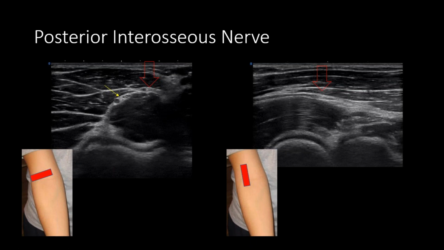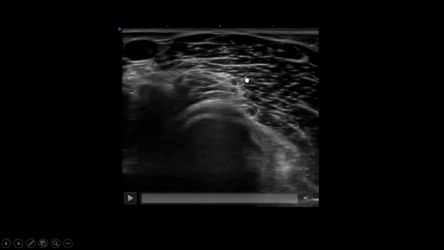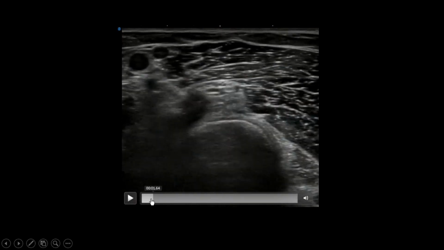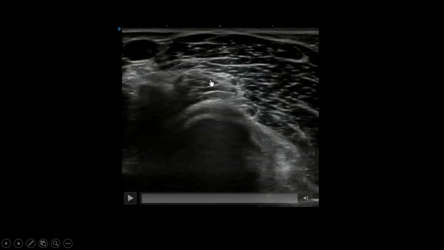Whenever you're scanning a nerve which branches from a main trunk, the branching pattern can differ from person to person and patient to patient. So, like in this clip, I'm again short axis on the nerve, and you can see the nerve looks like a single trunk here. All the fascicles are together. They are not separated or have not branched yet.